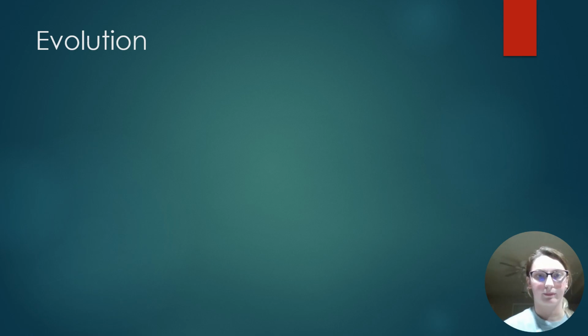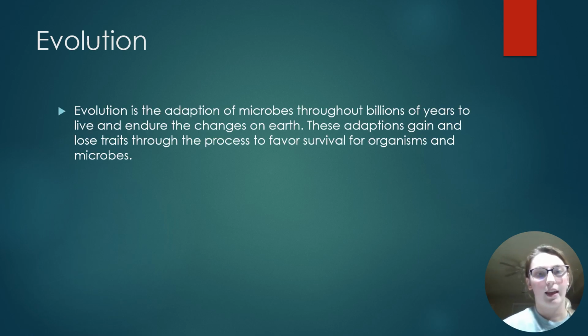Evolution. Evolution is the adaptation of microbes throughout billions of years to live and endure the changes on Earth. These adaptations gain and lose traits through the process to favor survival for organisms and microbes.